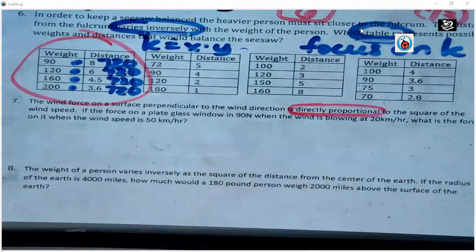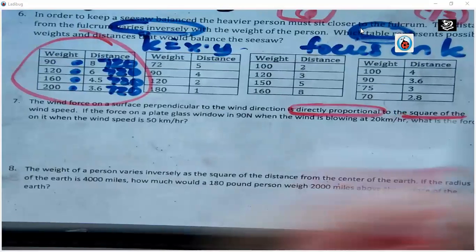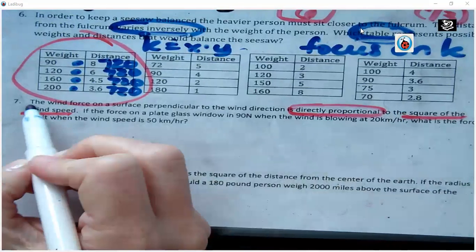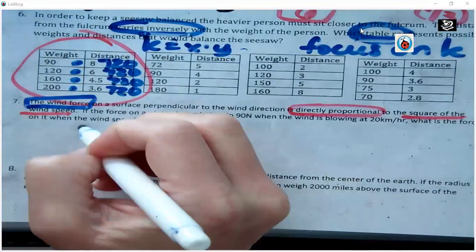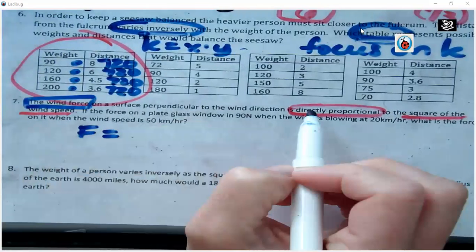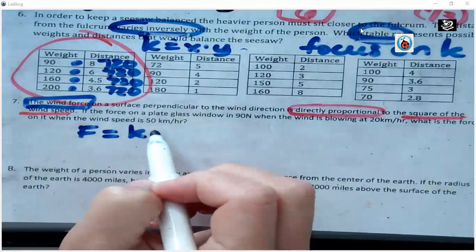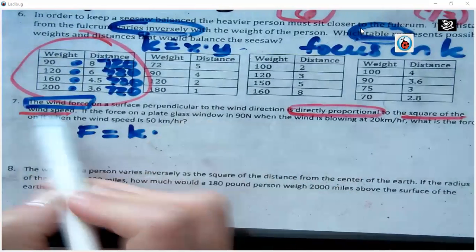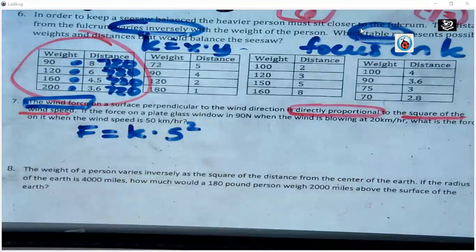What else is really important on this one to pay attention to? The square of the wind speed. If you don't pay attention to that, you'll get the whole problem wrong. Okay, so let's set up our formula. The wind force, I'm going to use an F, is directly proportional, so K times the square of the wind speed. So this is the formula I have to use.